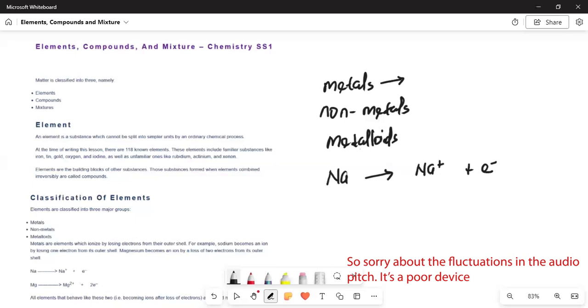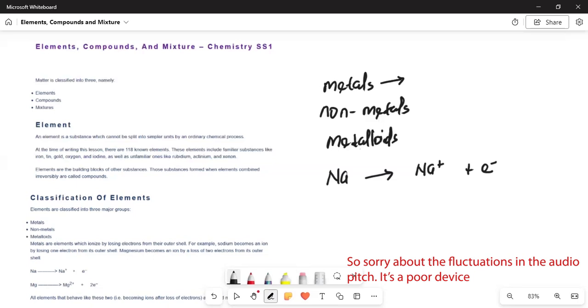Recall that the number of electrons is always equal to the number of protons, and electrons are negatively charged, while protons are positively charged. So sodium in a neutral state is neutral because the negative charge of electrons cancels the positive charge of protons. That is why in a neutral state, the atoms of all elements have no charge. But the moment they become ions, electrons are lost or gained.